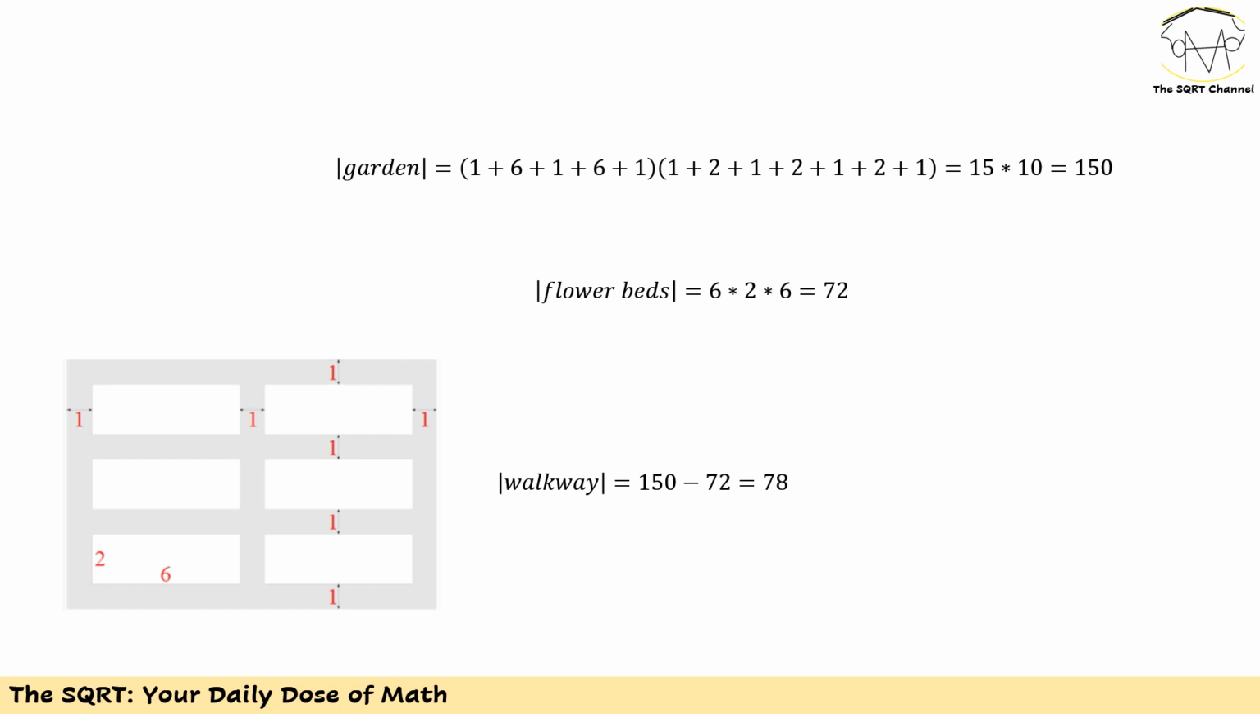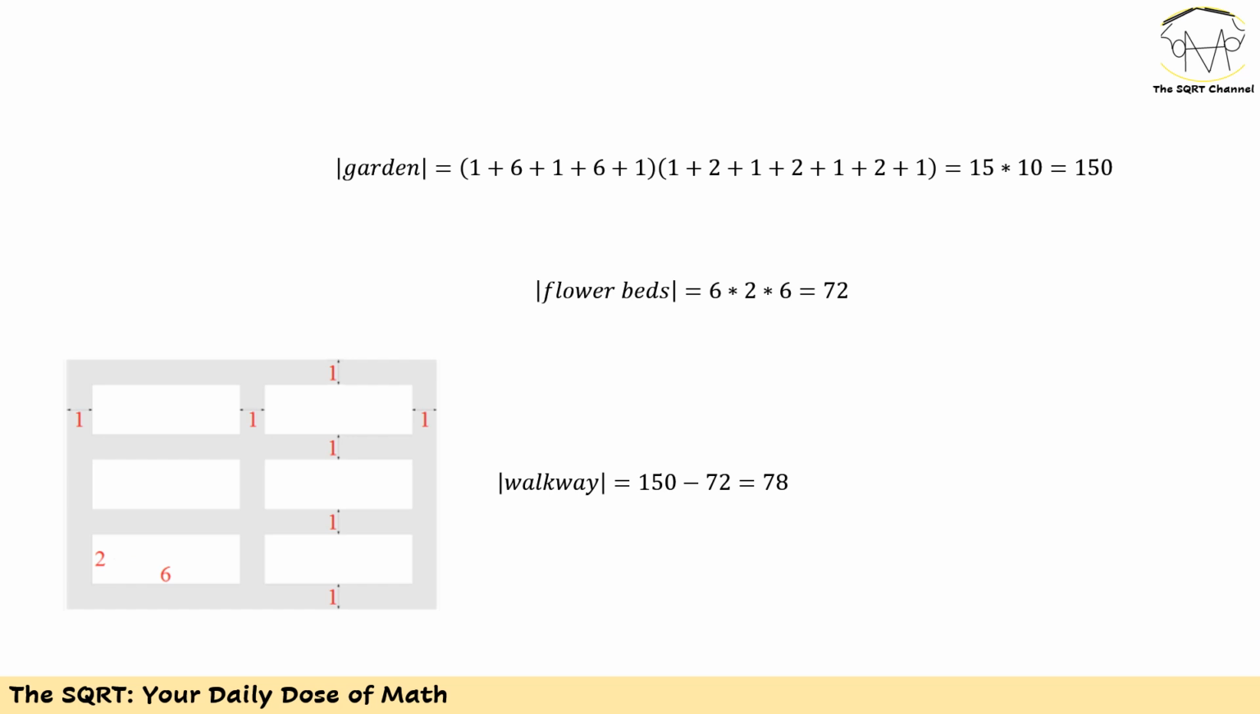The garden is a rectangle, and we know that the length of the garden is going to be 1 plus 6 plus 1 plus 6 plus 1. The width of this garden is going to be 1 plus 2 plus 1 plus 2 plus 1 plus 2 plus another 1. So in general, for this case, we have 15 times 10 or 150 as the total area of the garden in square feet.